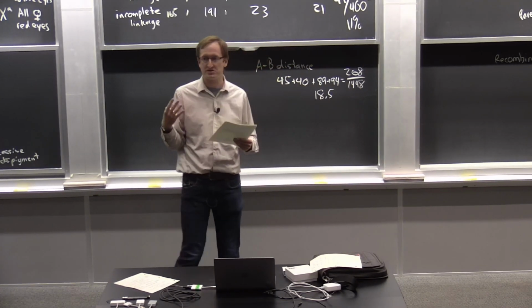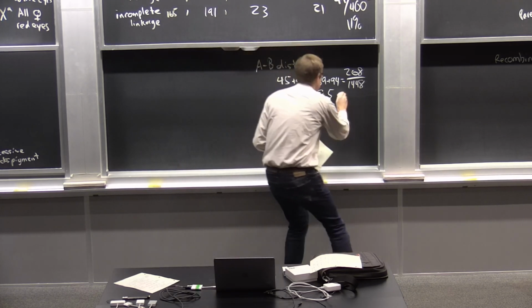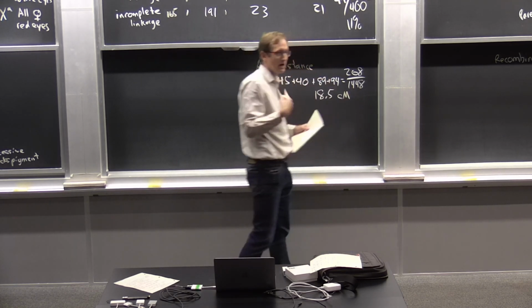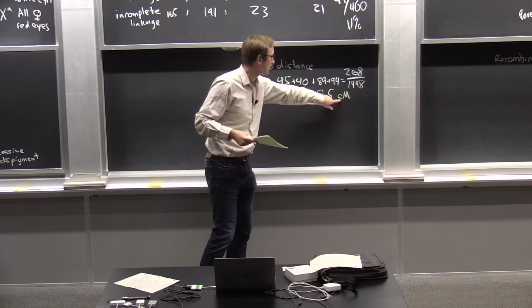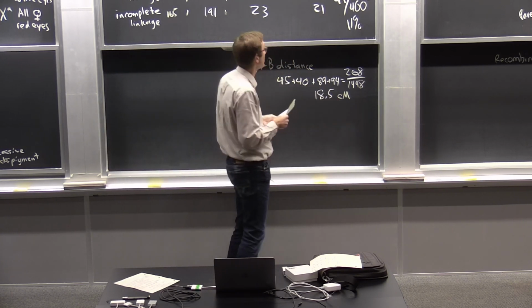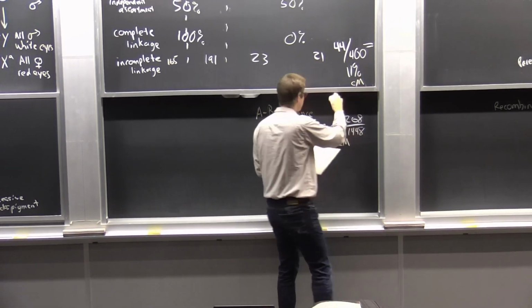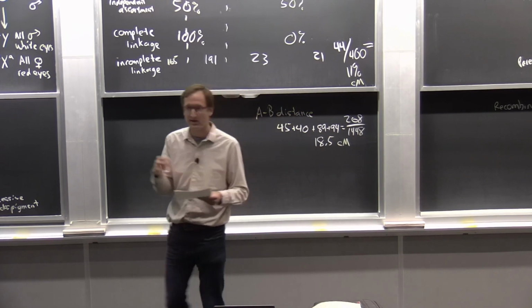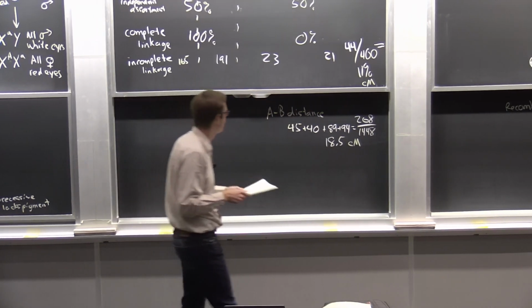Because this method was developed in Morgan's lab, this measurement is also known as a centimorgan. It was named in honor of Morgan. So that's what I refer to when I have lowercase c, capital M. That's a centimorgan. So you can also use centimorgan here. All right, so that's A and B, but now we have to consider other distances.